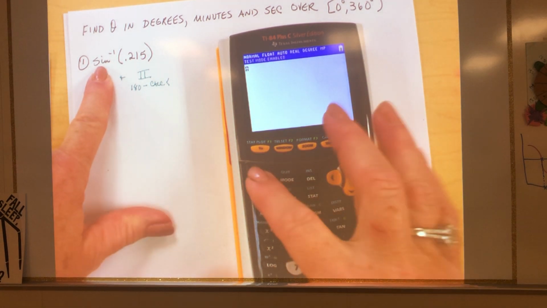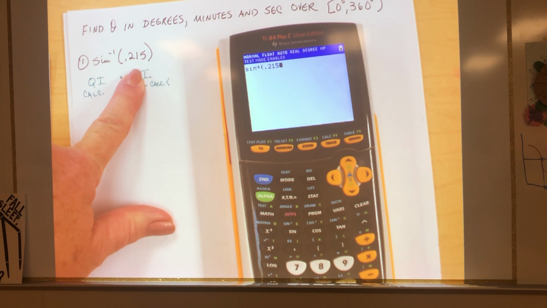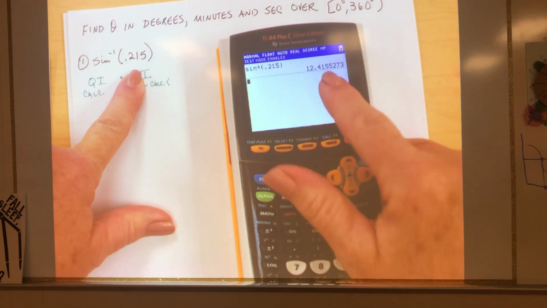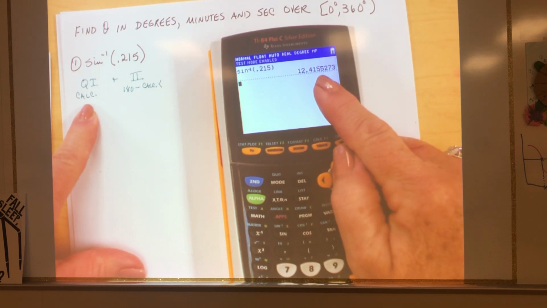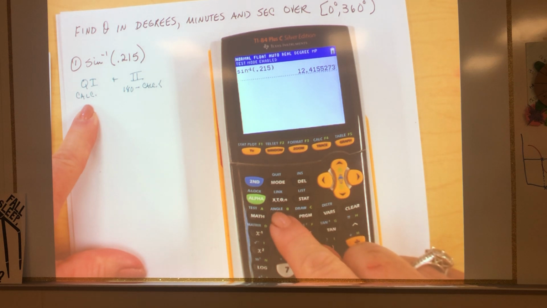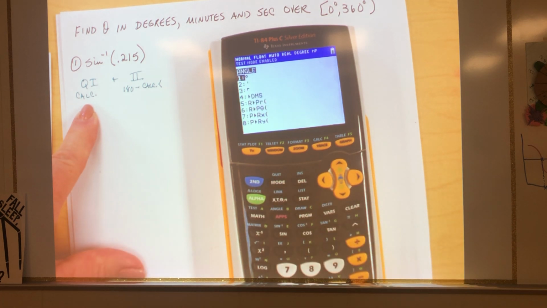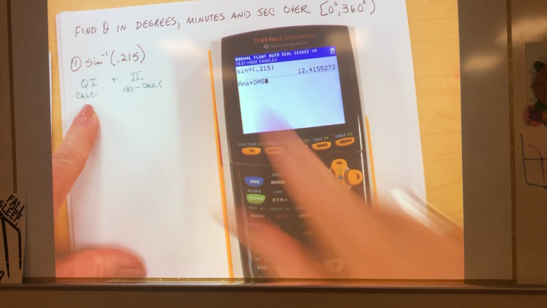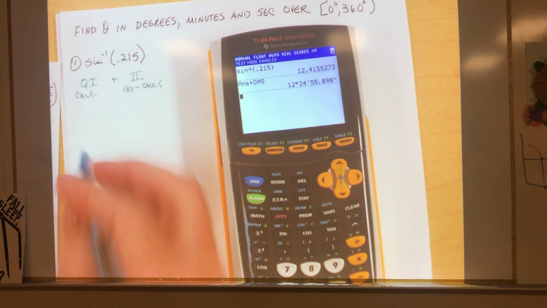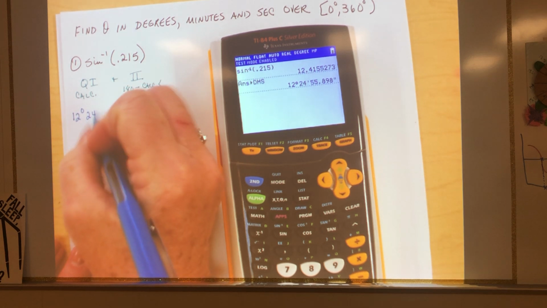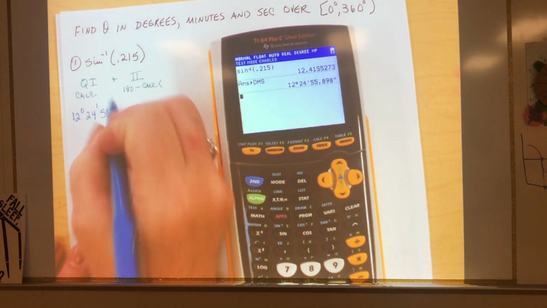Now I'm going to go inverse sine. So second and sine of 0.215. Here's my answer. This is quadrant 1. I want to put it in degrees, minutes, and seconds. How do I do that? DMS. You see this little blue angle word? Go second, angle, and choose number 4, DMS. It changes the answer to degrees, minutes, and seconds. So my answer is 12 degrees, 24 minutes and 56 seconds.